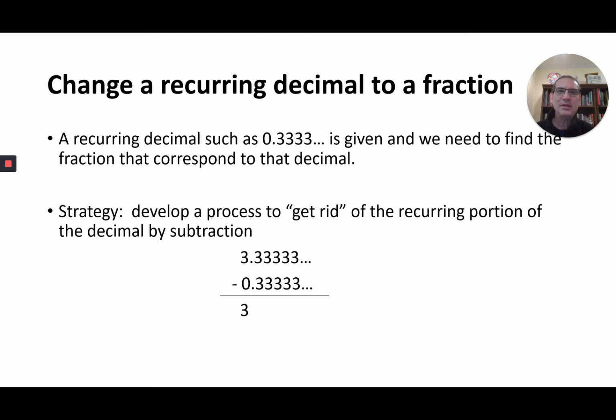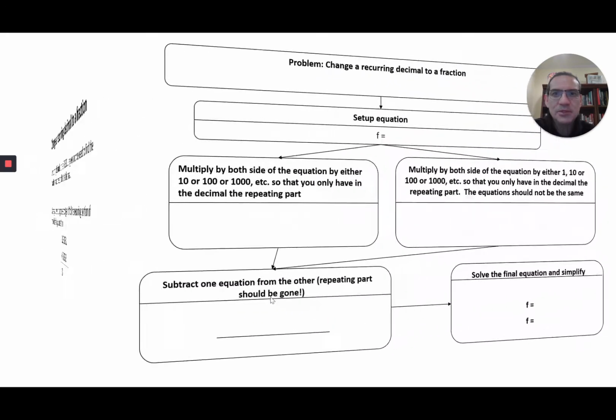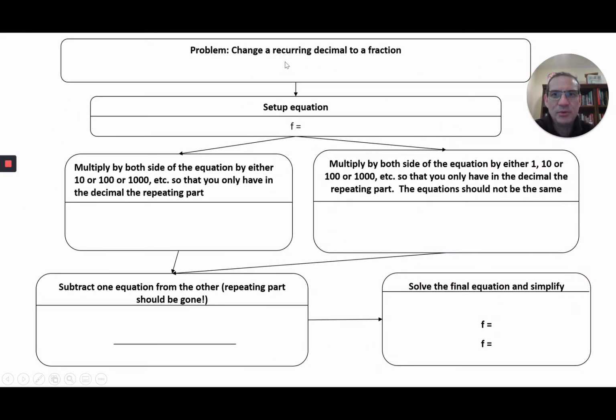This is the trick. This is the direction of the strategy to solve this problem. So this is the process. We're going to put the problem here, and then we're going to set up an equation. The equation basically is going to be f equal to the decimal that we're trying to transform into a fraction. Now, here we're going to manipulate this equation in such a way that at the end I'll have two representations of the decimal in such a way that if I subtract one from the other, I can eliminate the recurrence. So that's the trick that you have to do.